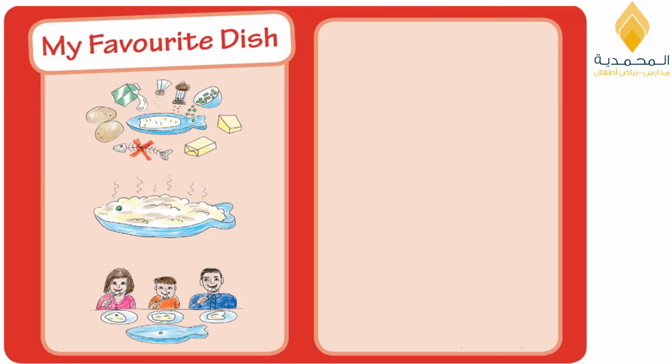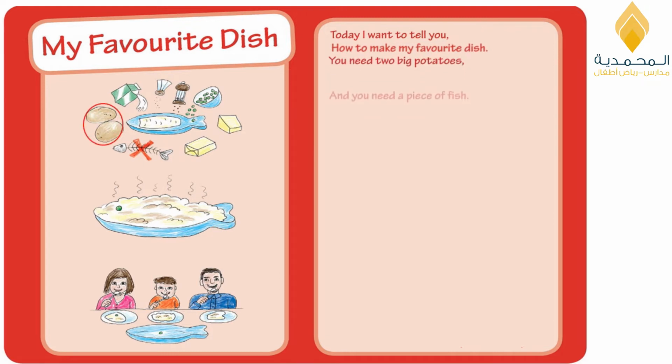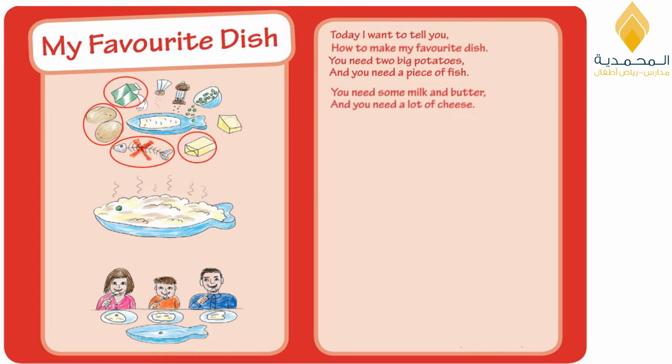Now, let's start reading. My favorite dish. Today, I want to tell you how to make my favorite dish. You need 2 big potatoes and you need a piece of fish. You need some milk and butter. And you need a lot of cheese. You need some salt and pepper. And you need some nice fresh peas.